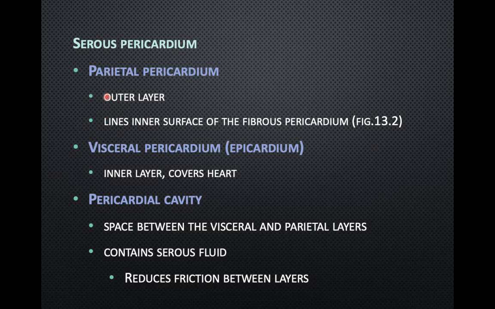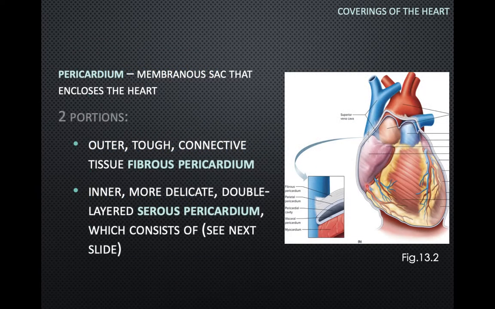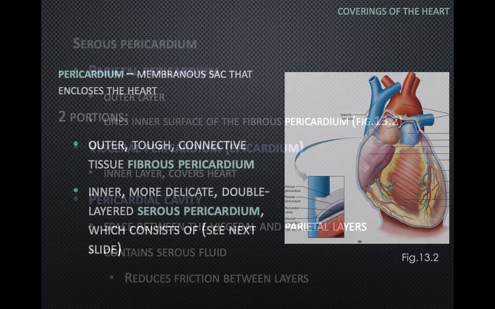It's part of the fibrous, it's just this underneath layer that folds over, but it lines the inner surface. So you can see that it lines the inner surface of the fibrous pericardium. Let's go back to that. It's this guy right here. So we've got the fibrous pericardium, and the parietal pericardium is the inner component of that fibrous membrane, but it's the most outside part of the serous pericardium.